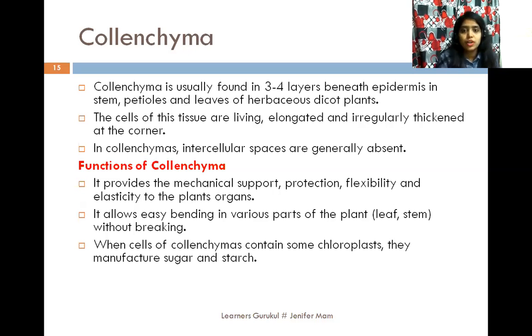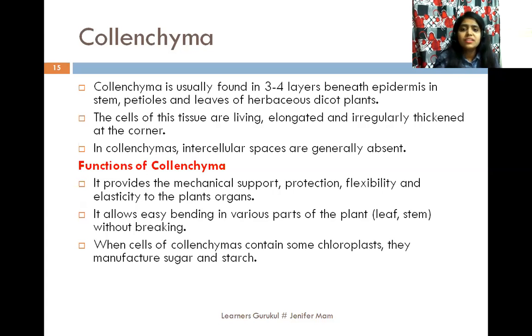Now let's talk about collenchyma. Collenchyma is usually found three or four layers beneath the epidermis. It is present in stems, petioles, and leaves of herbaceous dicot plants. Here the cells are living and elongated, and irregularly thickened at the corners.